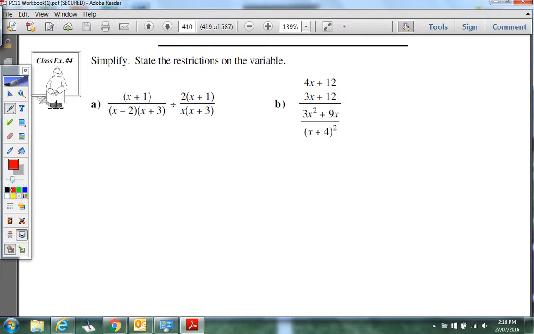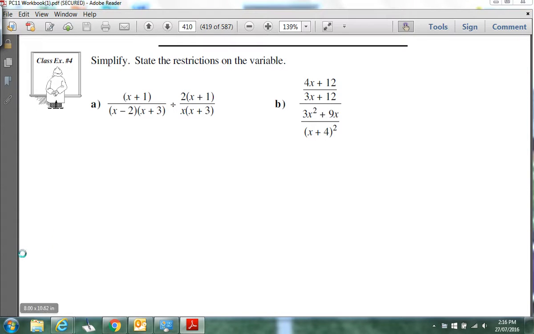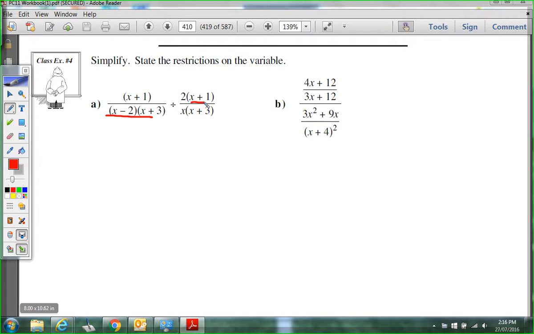So let's just talk about the restrictions first. The restrictions are going to come from here, here, and here, and we can do that now. A lot of times when it's like this, it's easiest to do it right now. Remember from our zero property back to factoring, I know this binomial would be 2, so x can't be 2. X can't be negative 3. X can't be negative 1. And then negative 3 again, so I don't have to write that twice. So we're done. That's your restrictions.